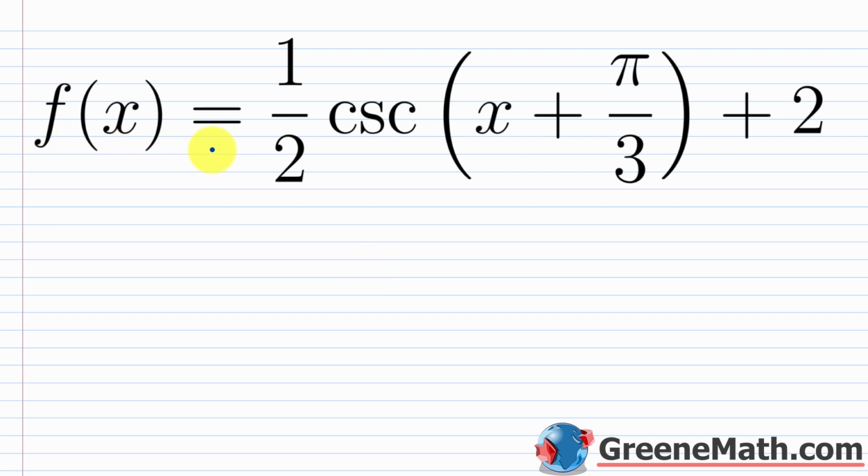We have f of x equals 1/2 cosecant of x plus pi over 3, and then plus 2. Normally I would factor this so I can get the phase shift. But here, the coefficient on x is 1, so you don't really need to factor anything.